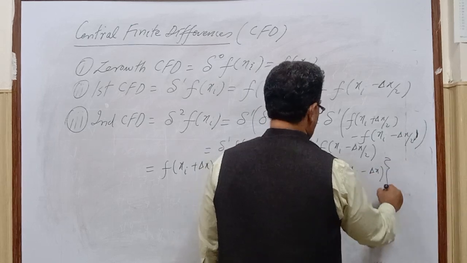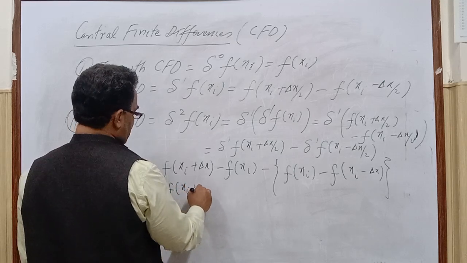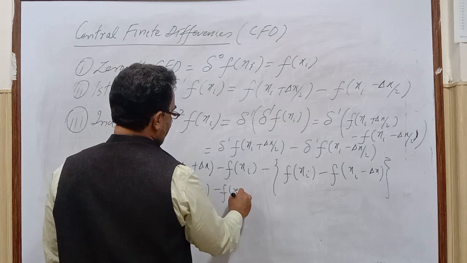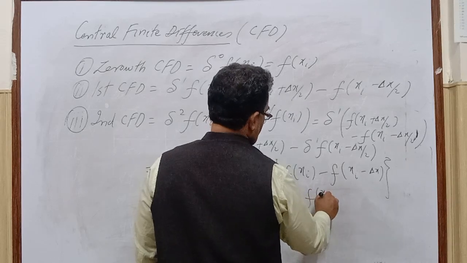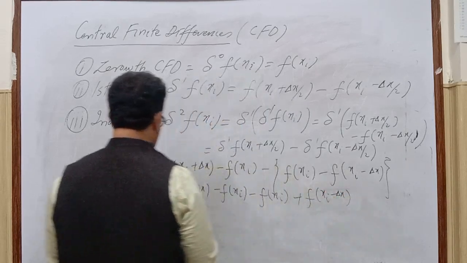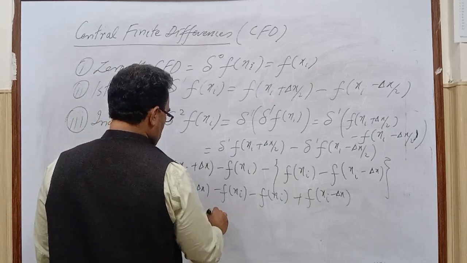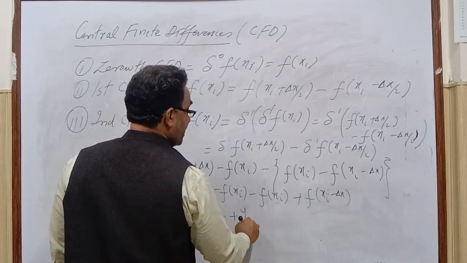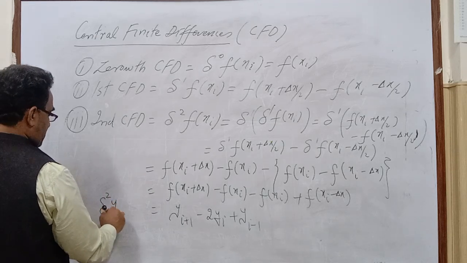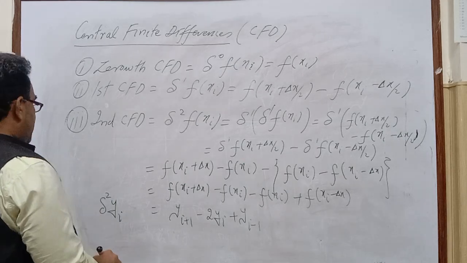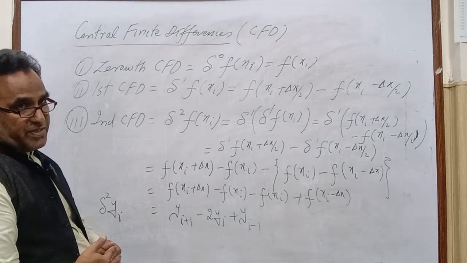Opening the bracket will give us f of xi plus delta x minus f of xi, minus f of xi and plus f of xi minus delta x. And in terms of the symbol y, we can write it as yi plus 1 minus 2 yi plus yi minus 1. So this is the result of the second CFD. And just like this, we can write down the values of higher level CFDs.